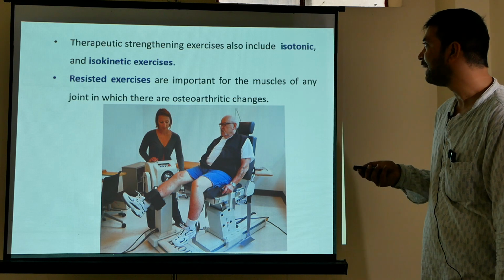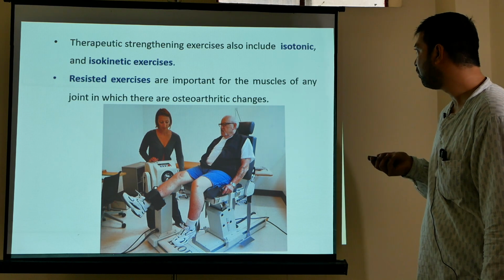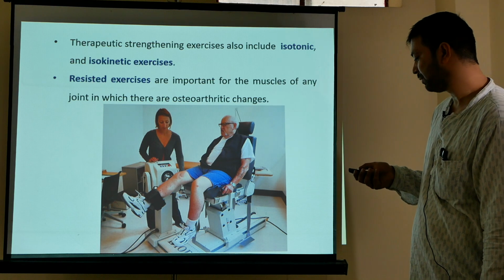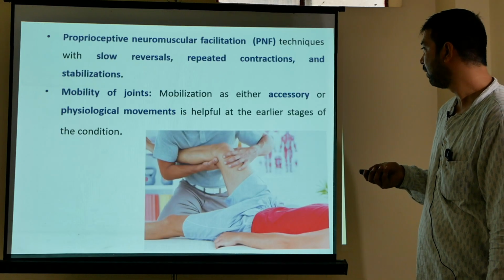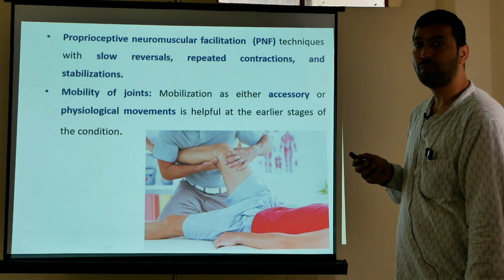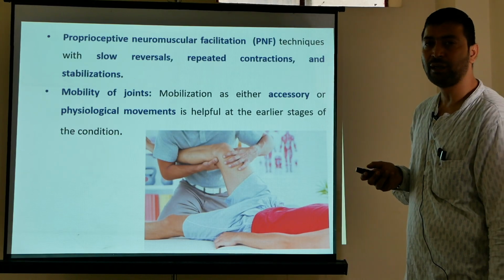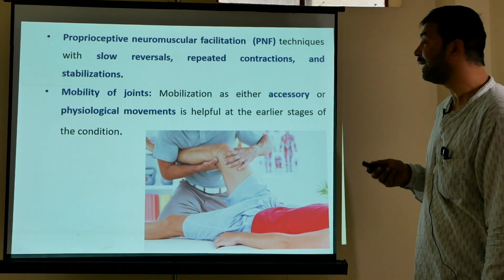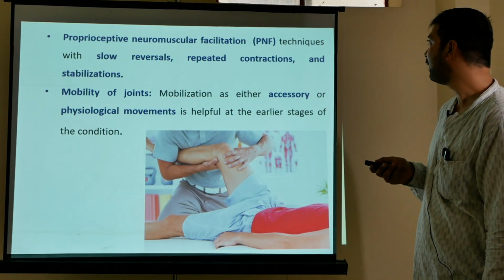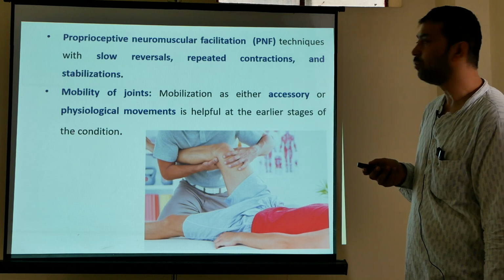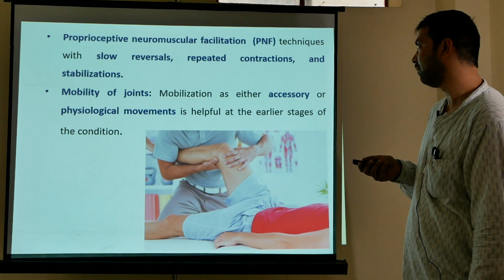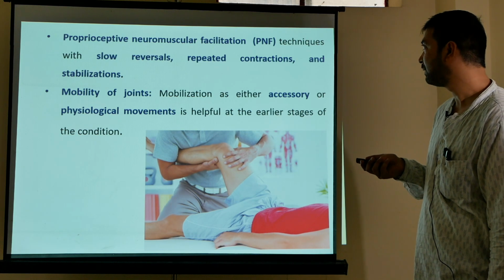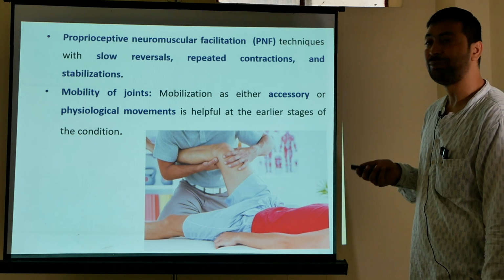Next, resistance exercises are important for the muscles of any joint in which there are osteoarthritic changes. Proprioceptive neuromuscular facilitation is a well known manual treatment approach technique that we do in clinical practice. In proprioceptive neuromuscular facilitation, we do slow reversal, repeated contraction and stabilization techniques.